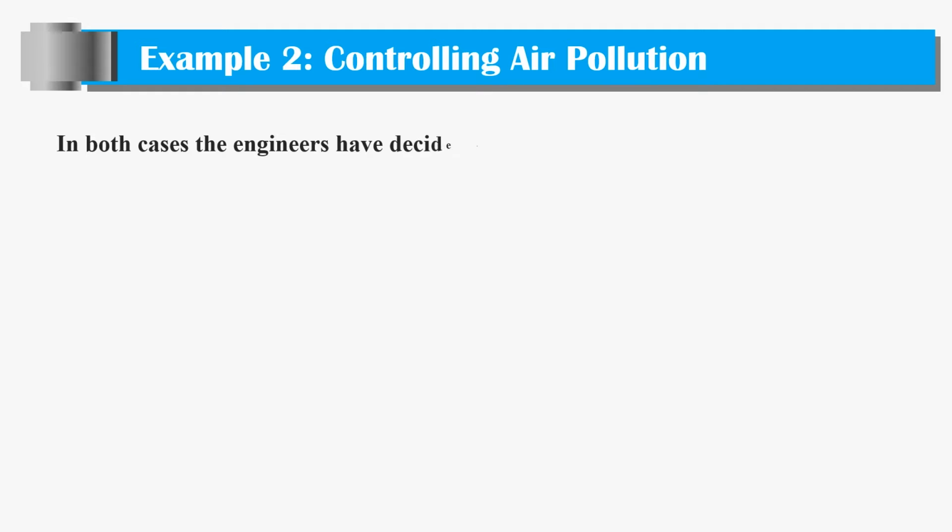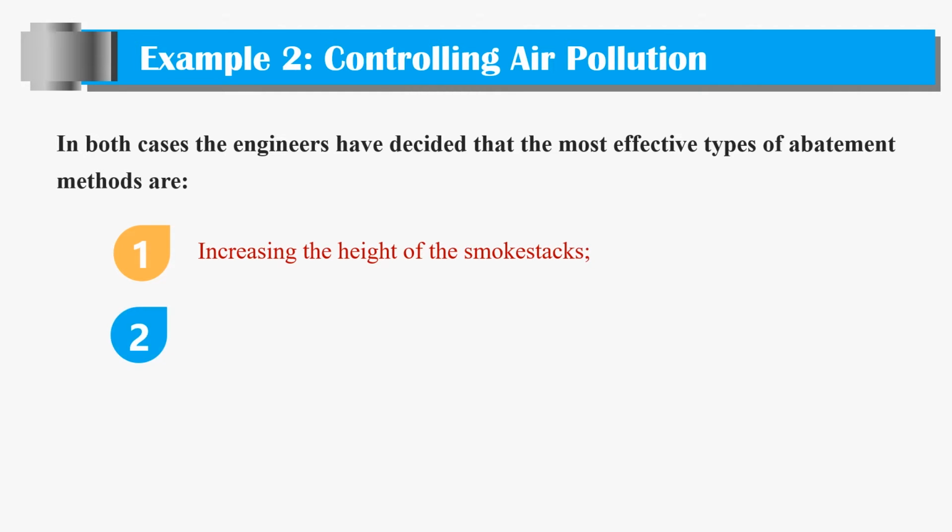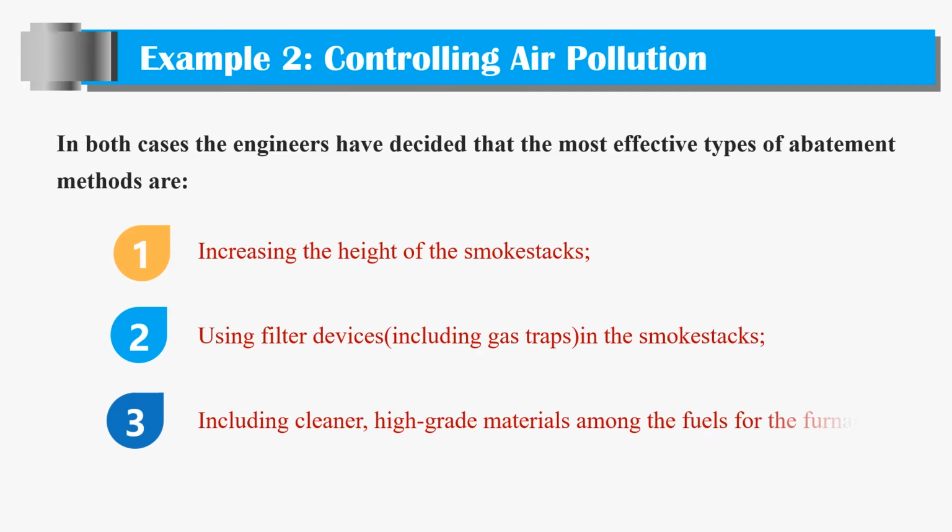In both cases, the engineer has decided that the most effective types of abatement methods are: number 1, increasing the height of the smokestacks; number 2, using filter devices, including gas traps in the smokestacks; and number 3, including cleaner, high-grade materials among the fuels of the furnace.